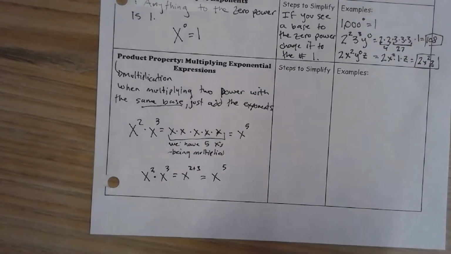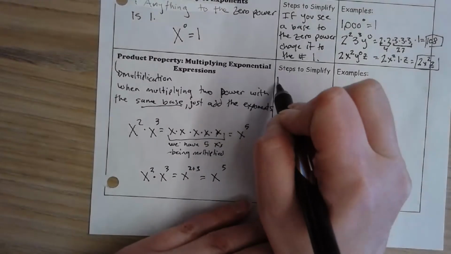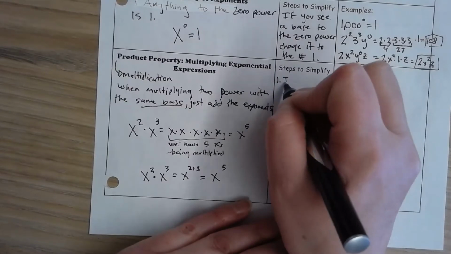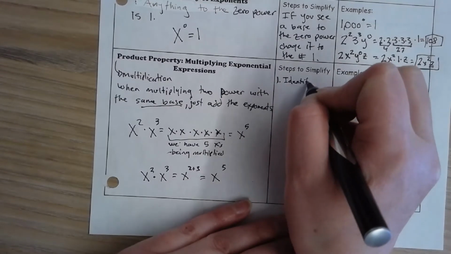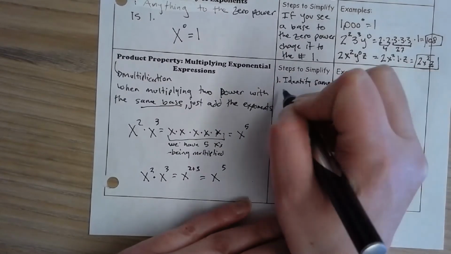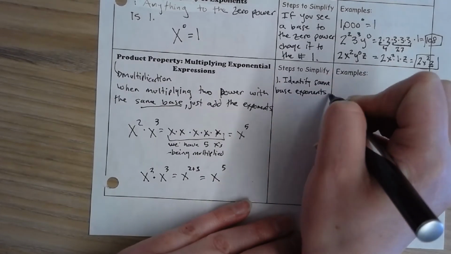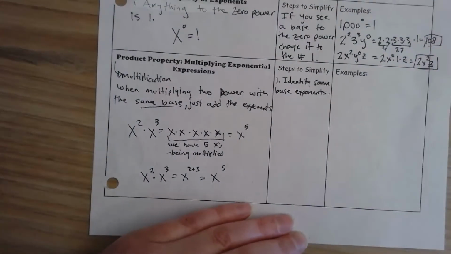So on our steps, step 1. Identify same base exponents. And again, guys, if I'm going too fast, stop the video, pause the video, restart the video. That's a benefit of videos, is you could always stop me from being too fast. And I am also going a little bit faster because I don't want the videos to go super, super long.